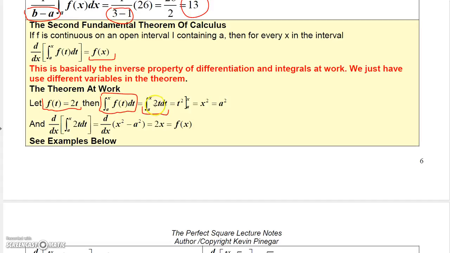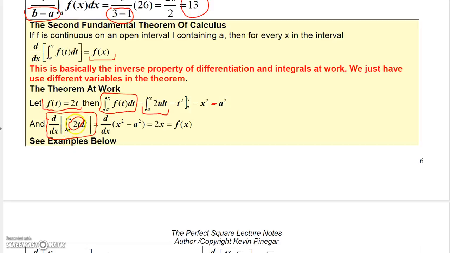Well, you would actually get t squared from a to x, which would equal x squared minus a squared. That's what that's supposed to say. So you'd have x squared minus a squared, where a is a constant. If you took the derivative of this, the theorem is saying I don't have to show any work. I know that the derivative of this is simply going to be this function evaluated at x. So the answer should be just 2x.